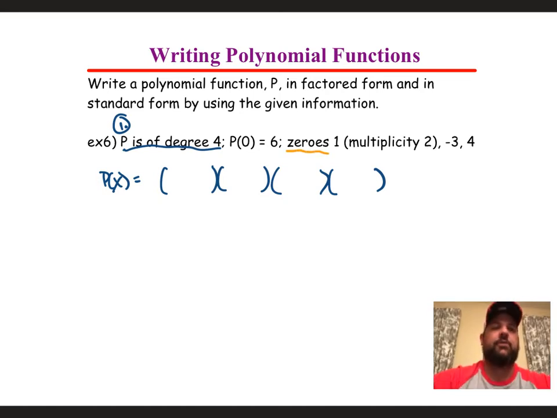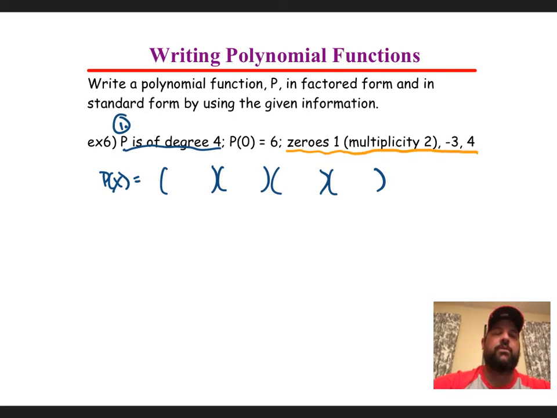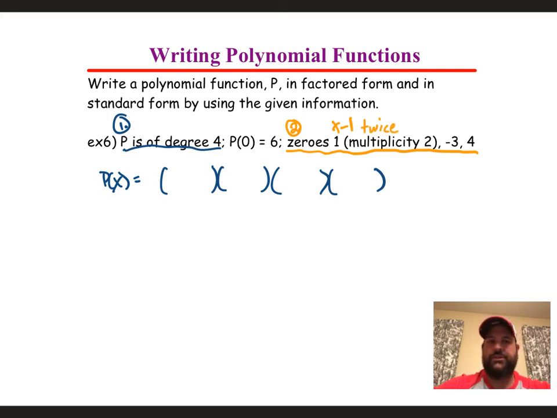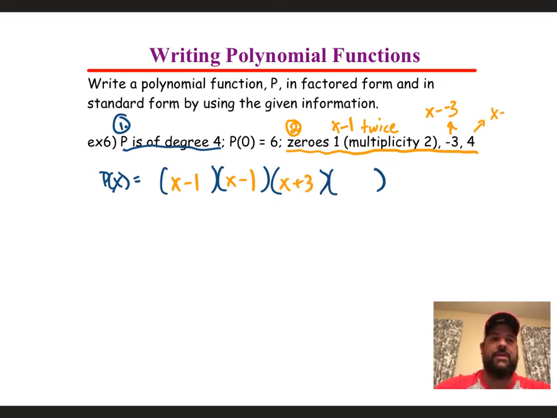the last part here. Zeros of 1 with a multiplicity of 2, negative 3, and 4. In this case, zeros of 1, that means I have x minus 1. But because I have a multiplicity of 2, that means I have this twice. So I'm going to have x minus 1 and x minus 1 again as binomials. I'm also going to have x minus negative 3, or in other words, x plus 3. And because we have 4, that's going to be x minus 4. So we're going to fill those in.